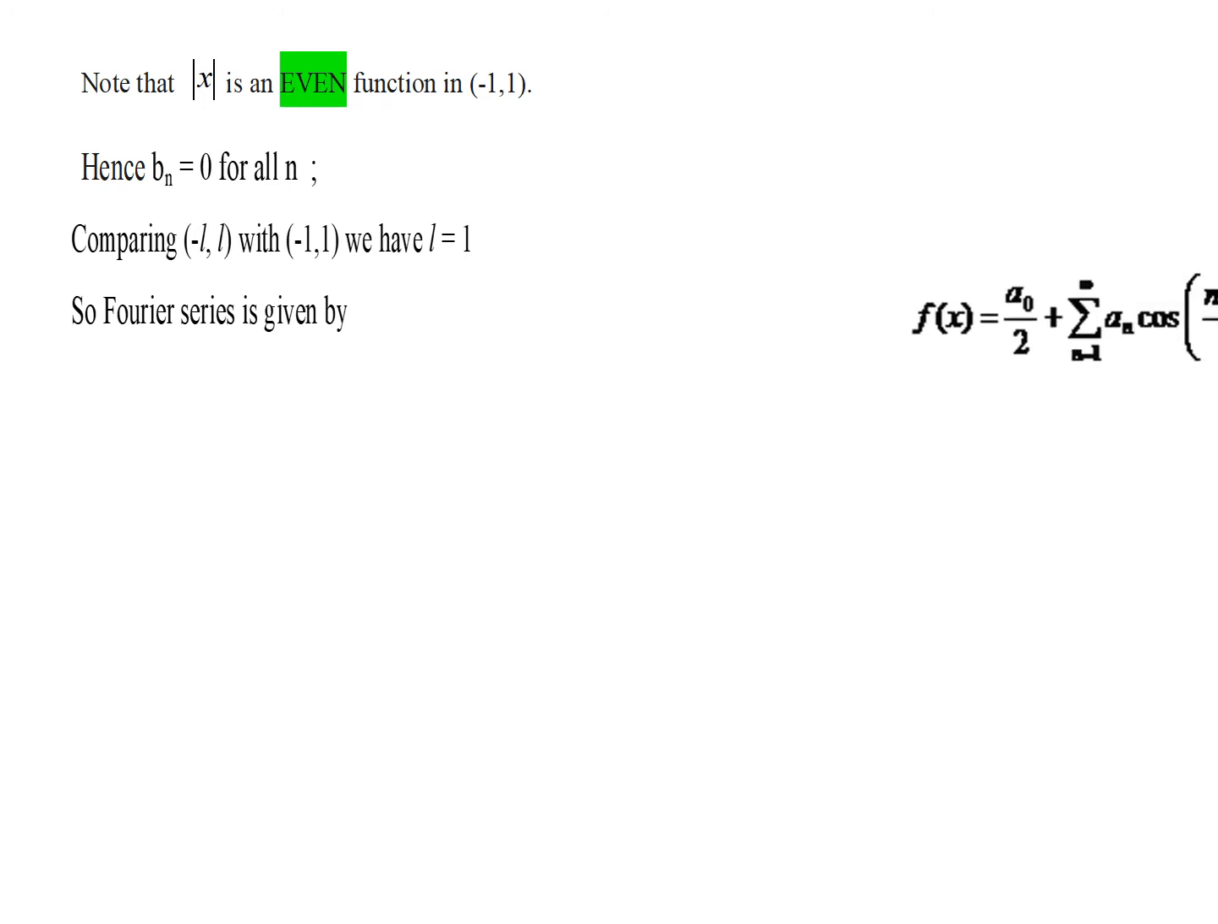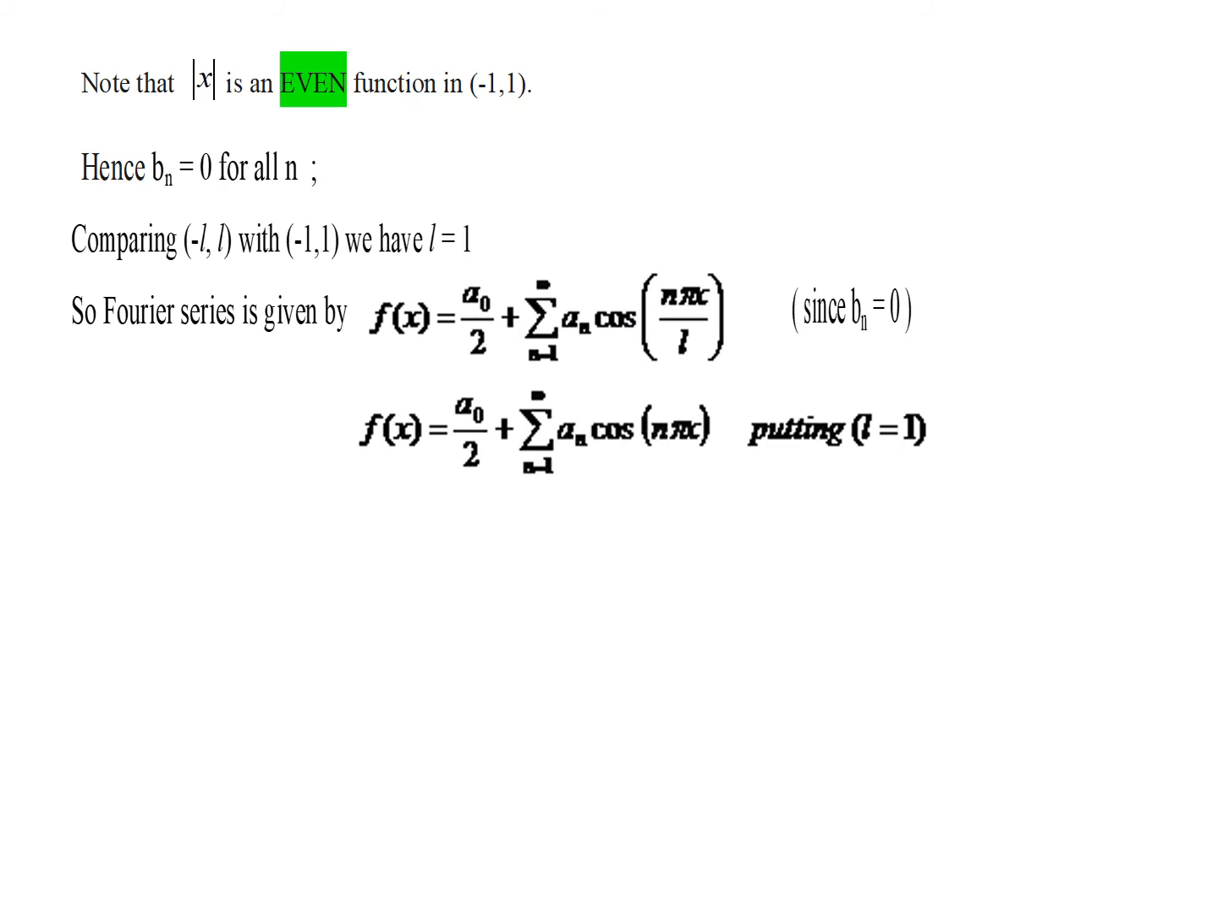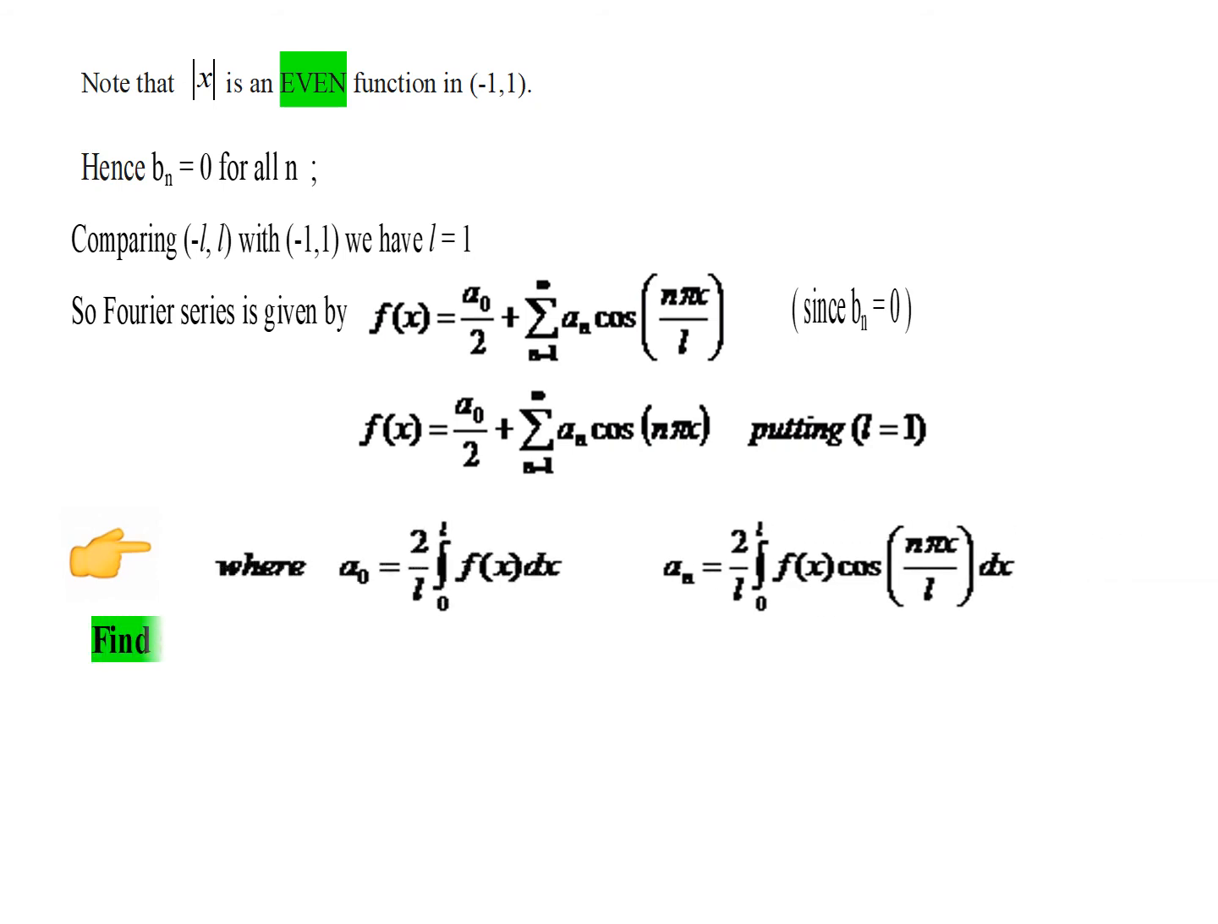So the Fourier series is given by f of x equal to a0 by 2 plus summation an cos n pi x by L, because there is no bn term here since bn is 0. Hence, now replace the value of L as 1. We have it like this. Now we'll move on to the formulas of a0 and an. So let us start finding a0 first. This is the formula for a0.